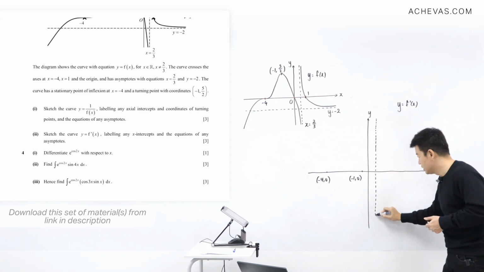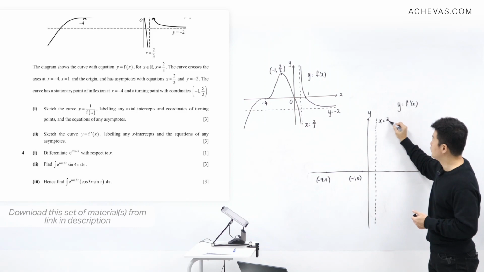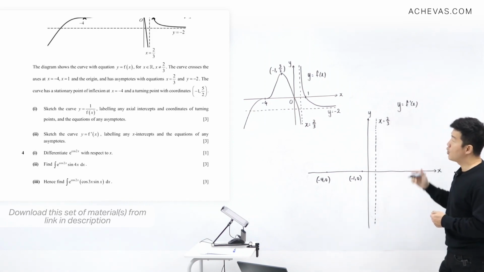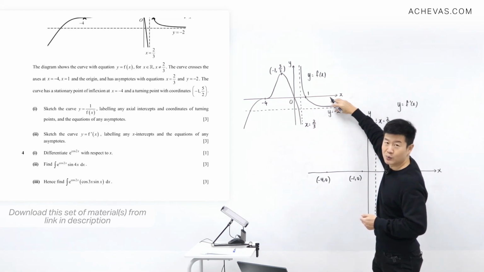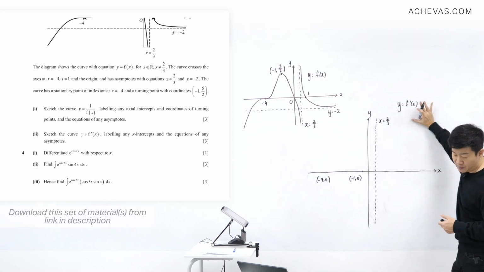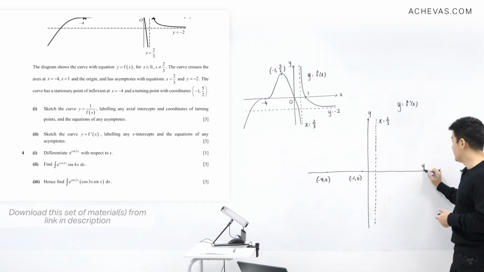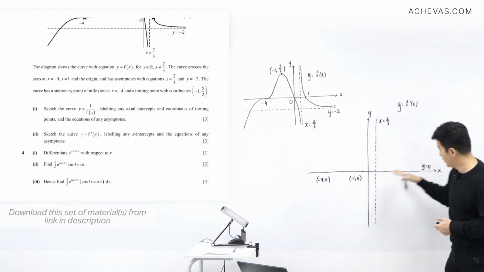Let me sketch it out. So we have this. This is x is equal to 2/3. And for the horizontal asymptote, I can see that the gradient here is equal to 0. So the horizontal asymptote on the graph of y is equal to f(x) will become a horizontal asymptote of y is equal to 0, which represents the gradient. The gradient is 0. So we have this.